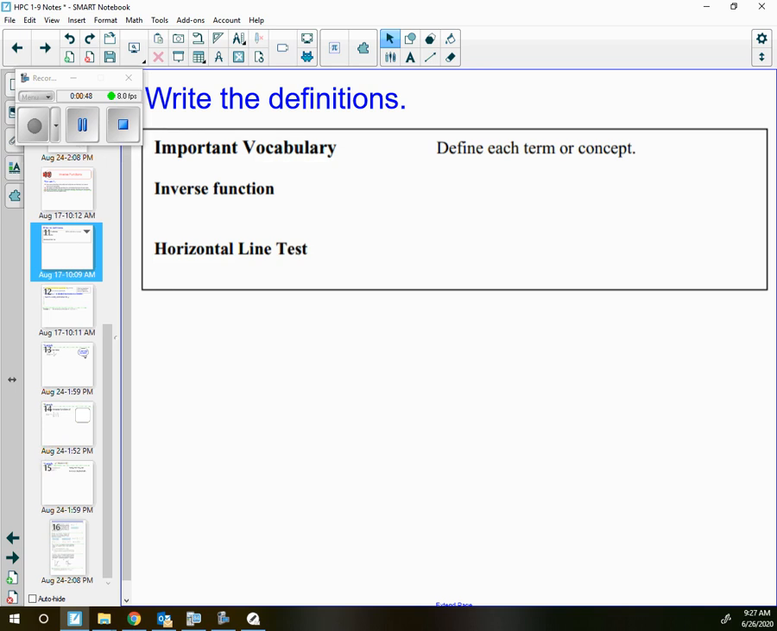So to start off as a warm-up, I'd like you to pause the video, look back from yesterday, and I'm going to have you look for these two definitions. Horizontal line test, so we haven't talked about that yet in my little brief summary from part 1. So what is the horizontal line test and what does it tell you? And then what is an inverse function? How would you describe it in your own words? And then we'll talk about those.